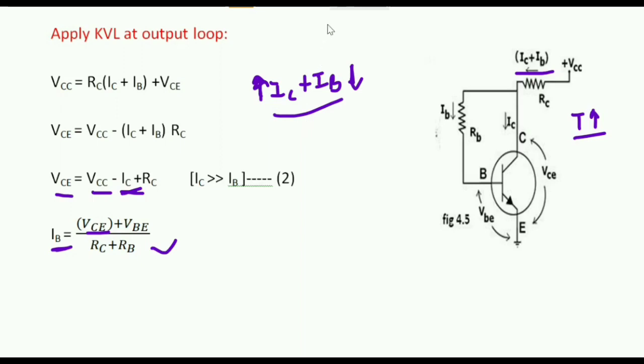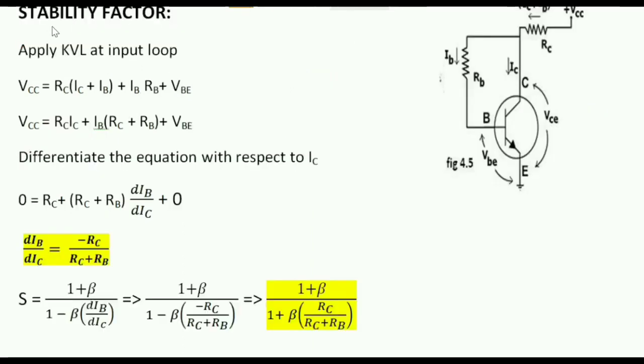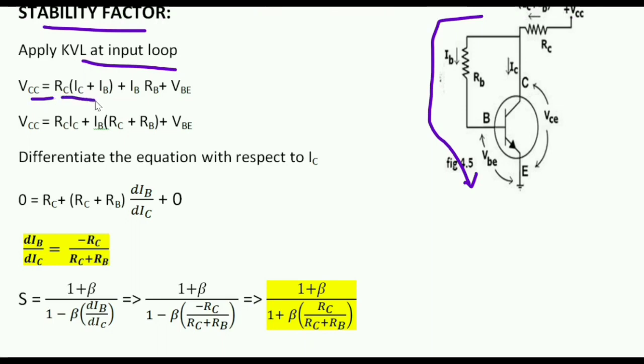Now let us see the stability factor of the collector biasing circuit. This is the stability factor of the collector to base bias circuit. To calculate the stability factor, first we have to write the input KVL equation. KVL equation is VCC is equal to ICRC plus IBRC plus IBRB plus VBE. This is the total KVL equation. This is a simplified equation.